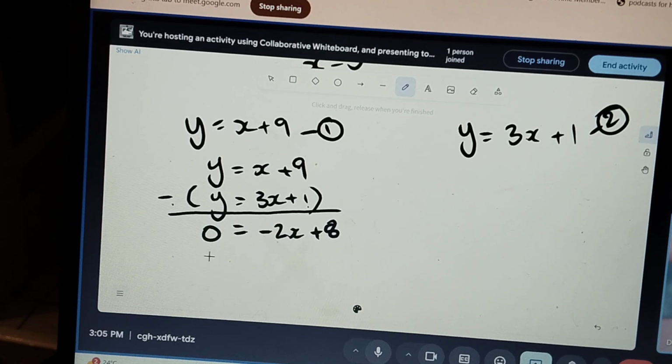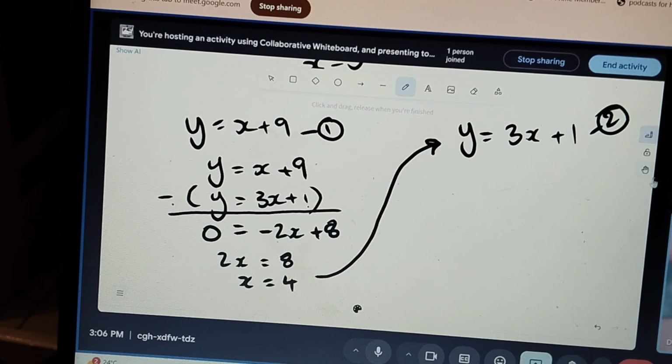Bringing the 2x over to this side, I get that 2x equals 8. So I brought the 2x over, changed it to positive. Okay? Happy with that? And then 2 times the number is 8. The number must be 4. Happy with that? I'm now going to take that 4 and stick it into either one of the two equations. It doesn't matter which one. I'm just going to choose this equation 2. You could have put it into equation 1. It really doesn't matter which one you use.